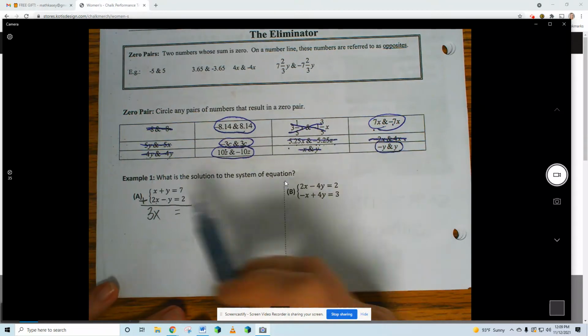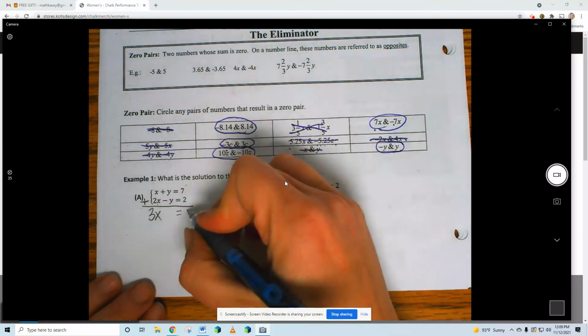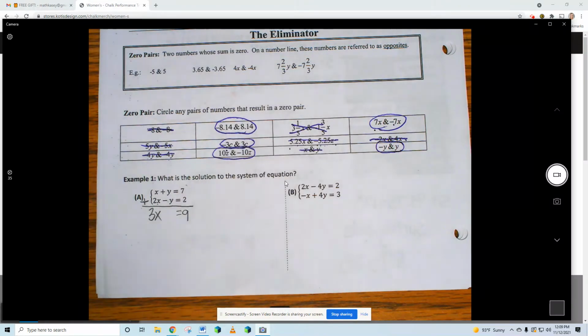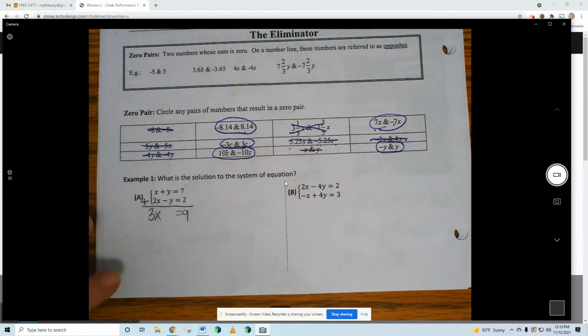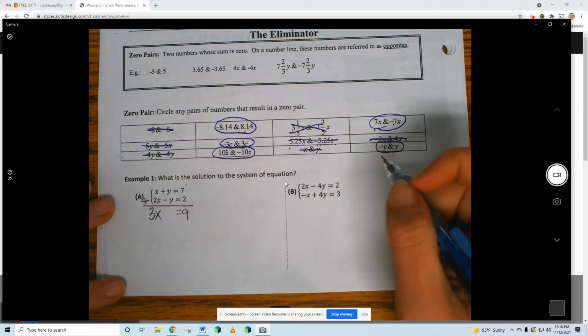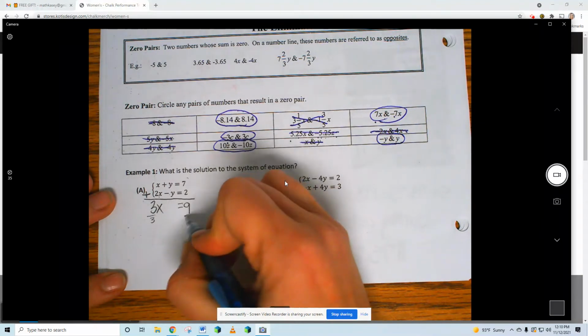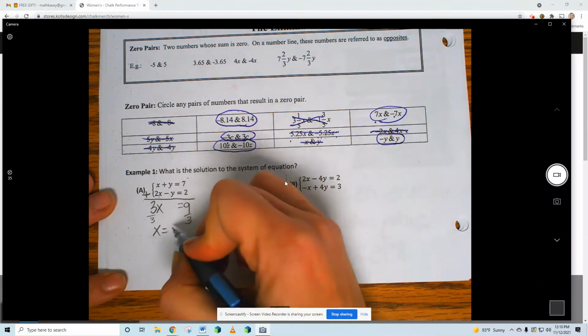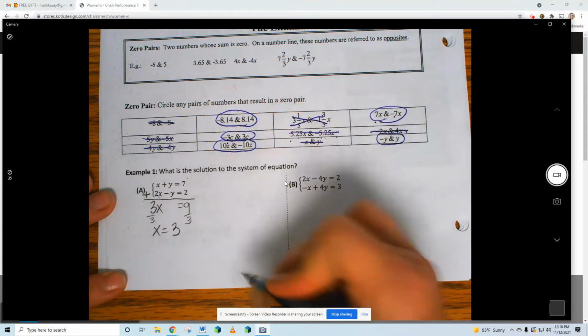And then I'll do 7 plus 2. So my y value canceled. That's awesome. So let's do step 3, solve for the variable. Solve for x. Divide by 3. X equals 9 divided by 3, which is 3.